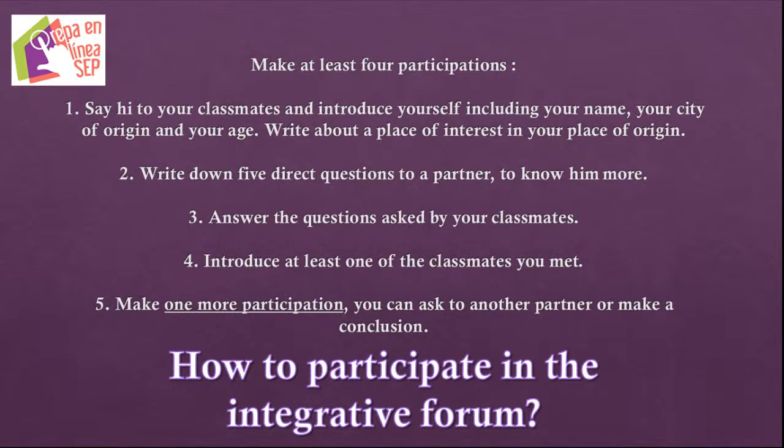The fourth participation we have to do is to introduce at least one of my classmates that I met. So according to the information that I've obtained from my classmate, I have to introduce him. So I have to say something like, this is Ana Riveros. She's my classmate. She's 25 years old. She lives in Guadalajara, Jalisco. She likes movies.